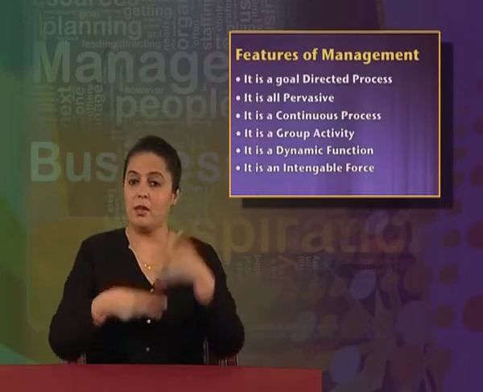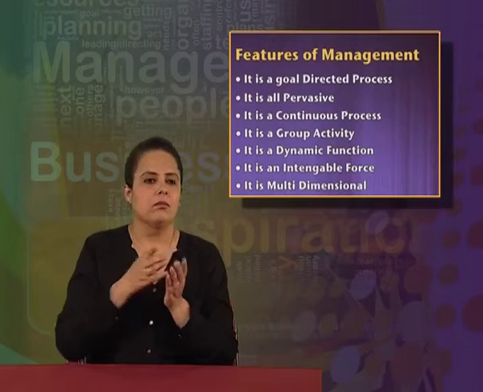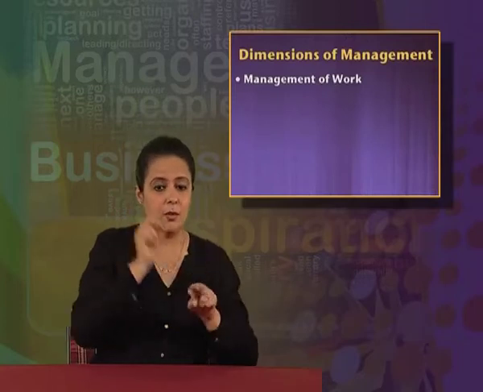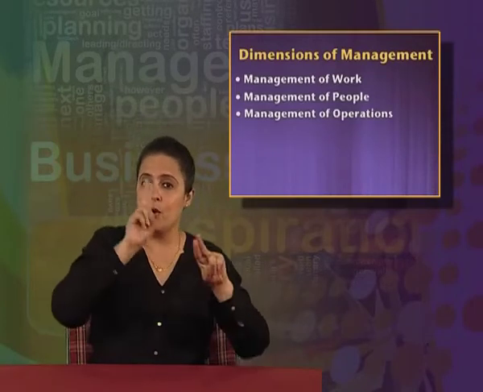Students, now we have the next feature. Management is multidimensional. It includes 3 main dimensions: management of work, management of people, and management of operations. Now, management of work. Management translates work in terms of goals to be achieved and assigns means to achieve it. It means management puts the goals on a particular level, that may be increasing the production, as I mentioned earlier, from 1 lakh units to 2 lakh units or maybe 3 lakh units, and then management tells how we can achieve these levels in the future.